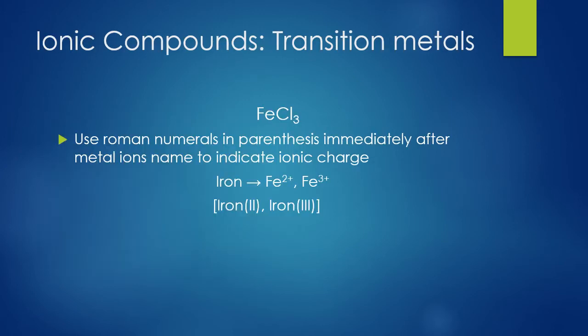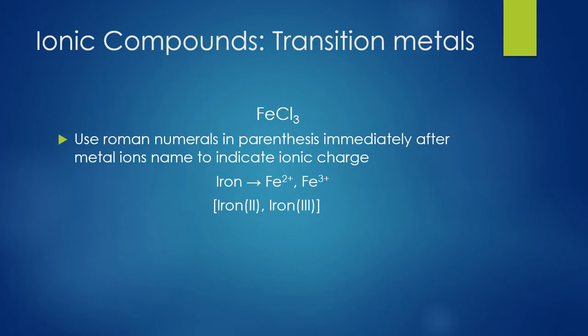So how are we going to figure it out? Well, given this example, FeCl3. So I would identify that as an ionic compound because iron's a metal and chlorine is a nonmetal. But I can't just name it iron chloride and be done with it. Why? Because the metal involved is a transition metal. And since the transition metals can have multiple different charges, I need to somehow indicate when I'm naming it which ion it is.